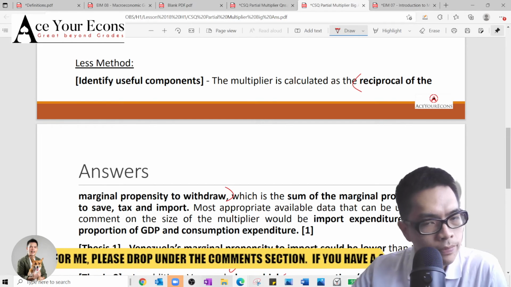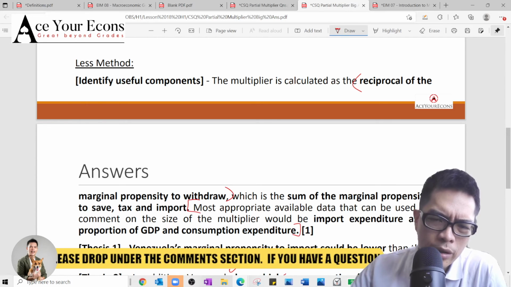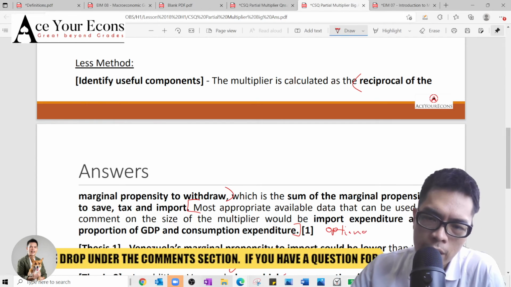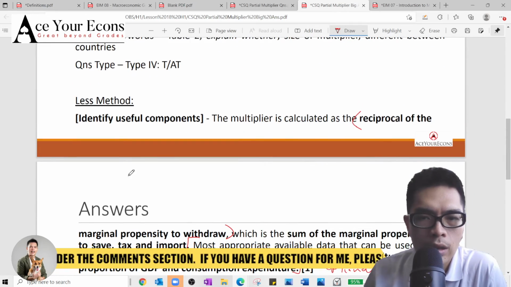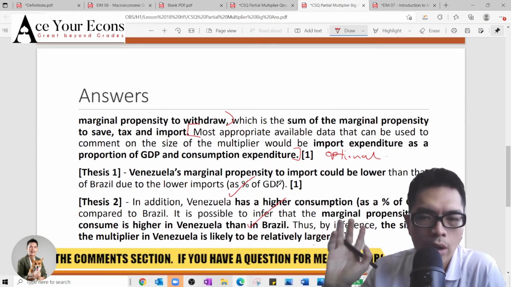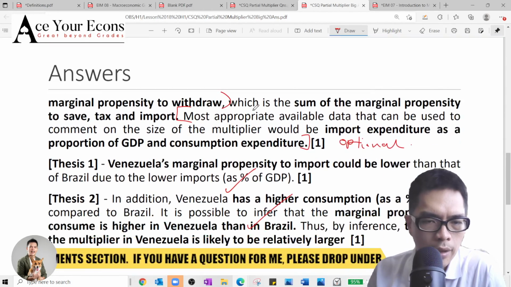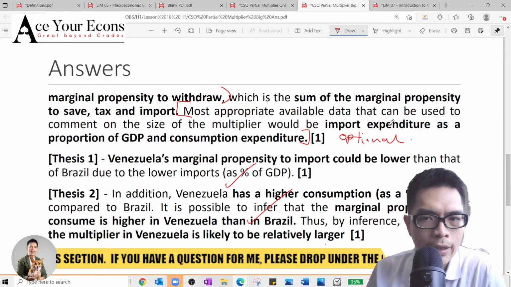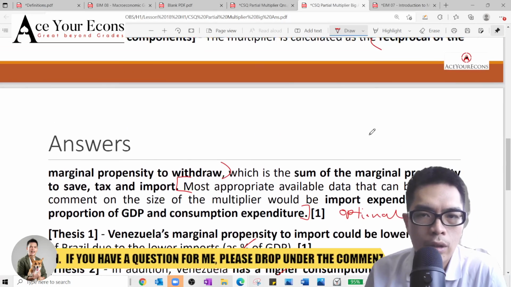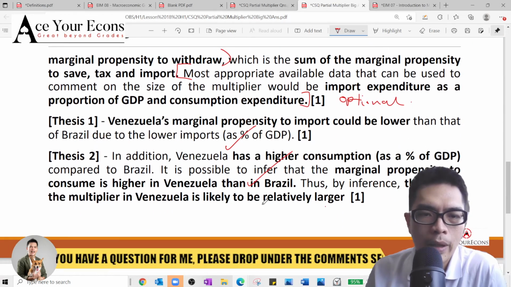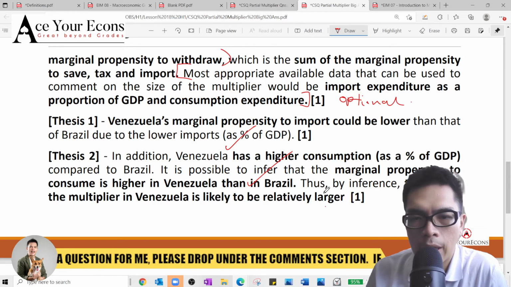These two are probably optional because you're going to introduce them under thesis 1 and thesis 2. So remember to state what the multiplier is. I'm so sorry, I just take a good look again. You don't need to identify import and consumption immediately, but you need to state what the multiplier is. Based on what we see in MPM and MPC, the size of the multiplier is likely to be larger.